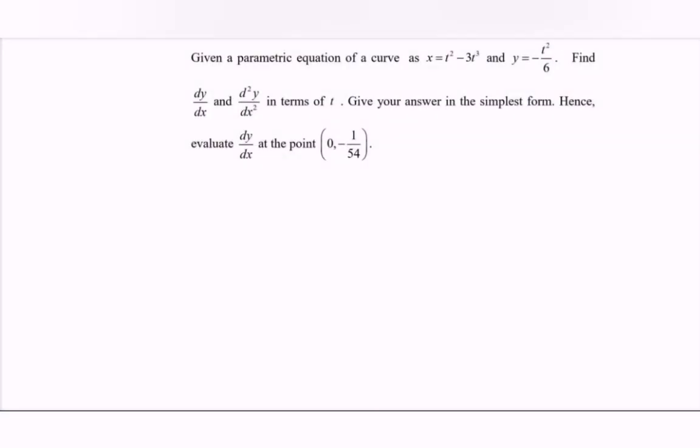In this video, I'm going to discuss the example for parametric differentiation. Given a parametric equation of the curve as given, we have x equals t squared minus 3t cubed, and y equals negative t squared multiplied with 1 over 6. Find dy/dx. So dx/dt equals 2t minus 9t squared. dy/dt equals negative 2t over 6. Rewrite the situation, we have negative t over 3.